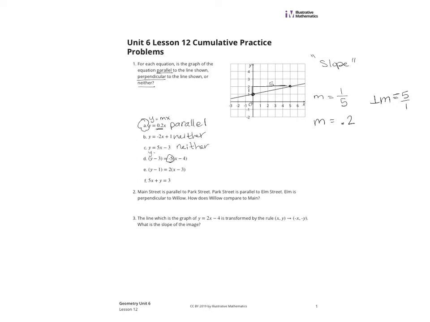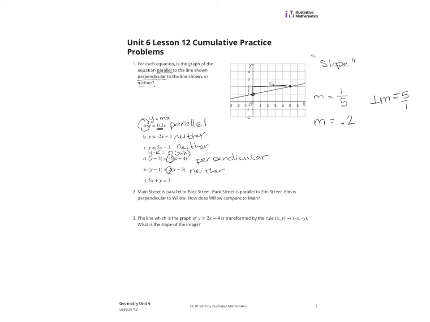This is my y minus k equals m times x minus h. So my slope is -5. So I know this line is perpendicular to the one in my graph because their slopes are opposite reciprocals. And then in E, I can see that my slope is 2. And I know that it's neither, because neither my line nor my perpendicular line have a slope of 2.